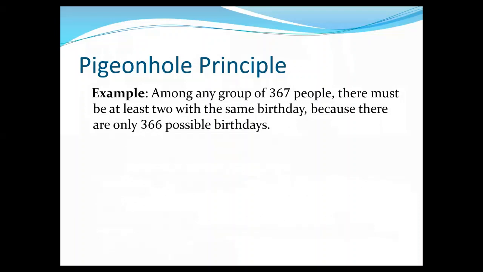The first 366 don't have the same birthday, but on the 367th person, one of them is the same as the last person. That's the pigeonhole principle.